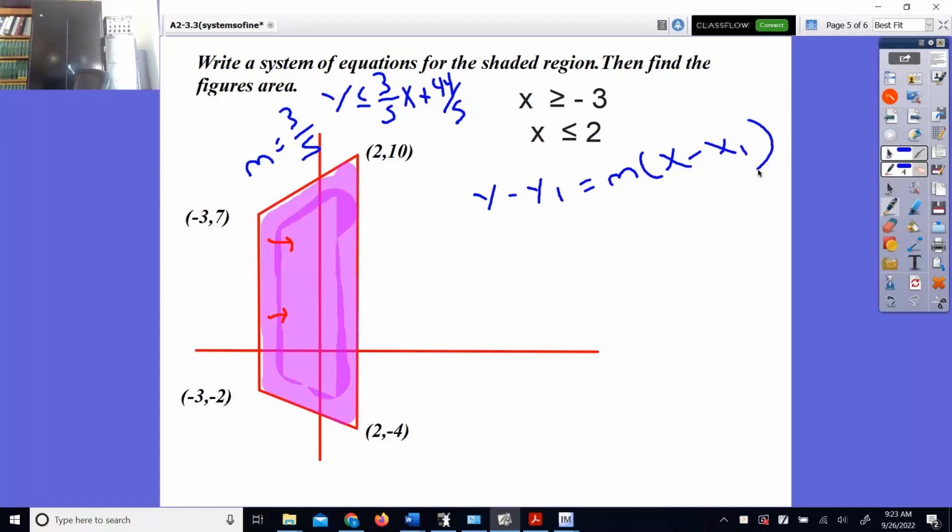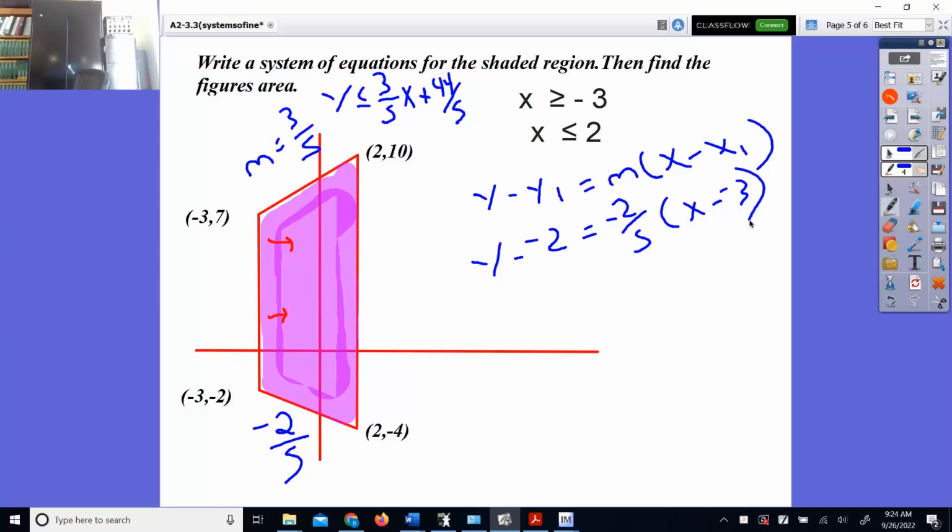Bottom line, what's its slope? -2/5, that's right. It fell from -2 to -4. It fell 2. It ran 5. Don't forget the negatives on it. That is decreasing, isn't it? It's downhill. Same formula. Do you want to use -3, 2 or 2, -4? That's fine with me. Y take away a -2 equals -2/5 times x take away a -3.